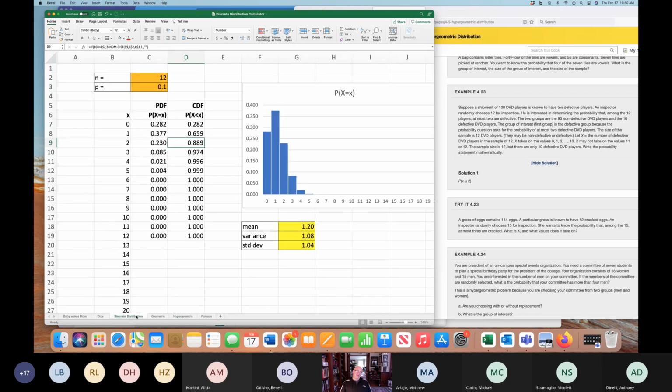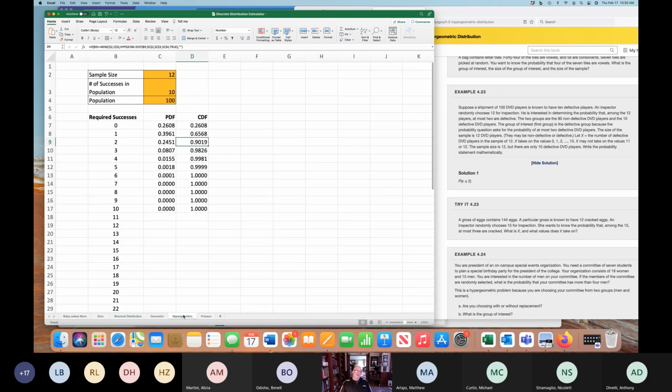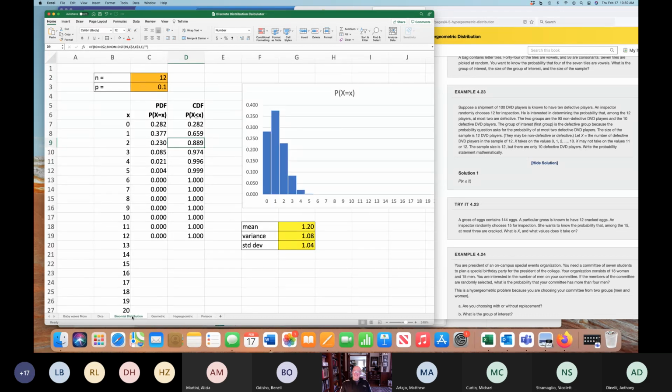But what's the difference between 88.9% and 90.19? Well, ask any student, they'll tell you 90.19 is an A minus and 88.9 is a B plus. So there is a difference.